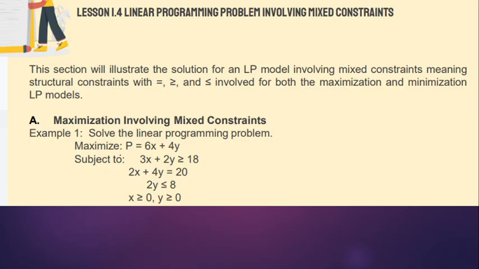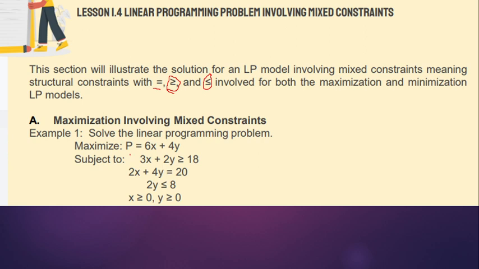Okay, so let's continue with involving mixed constraints, lesson 1.4. Lesson 1.4, involving the mixed constraint. The difference of the mixed constraint in maximization and minimization is that the inequality symbols are different. The mixed constraint involves the equal sign and the inequality signs, which are greater than or equal to and less than or equal to.